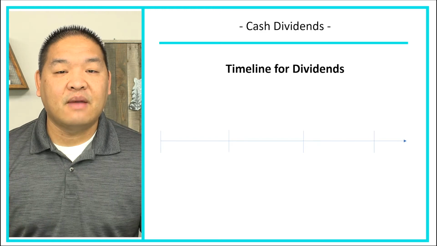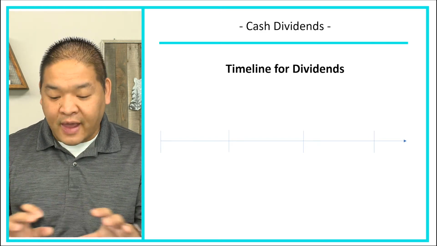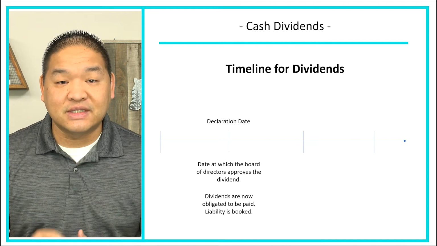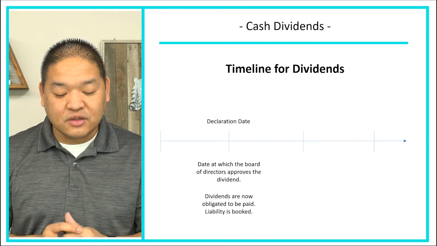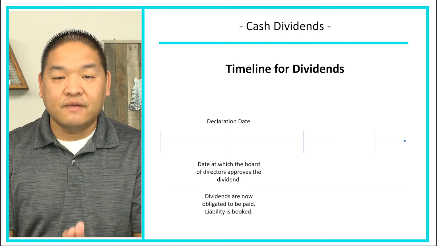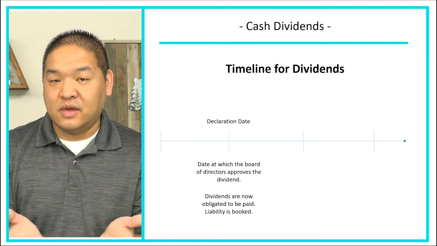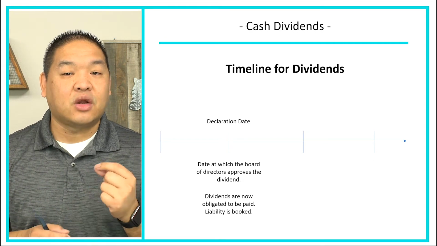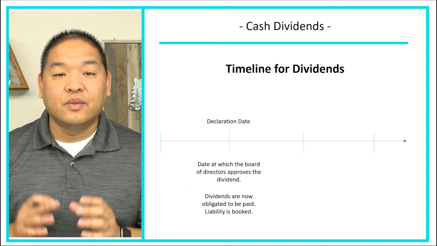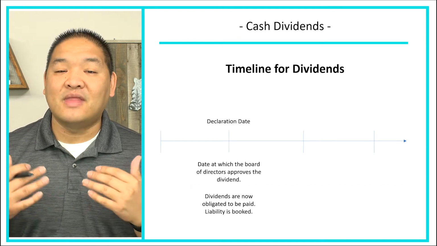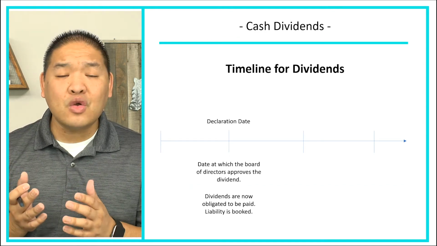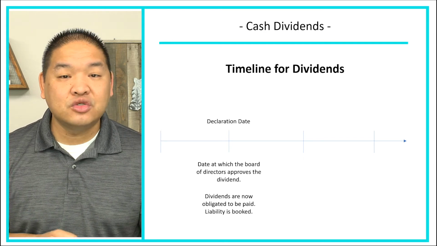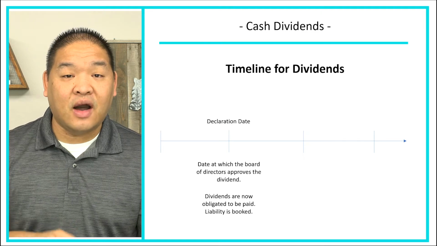Now, if we look at the timeline for a dividend, I want you to see the life cycle of how a dividend works. The first thing that happens is what we call the declaration date. This is the date at which the board of directors approves the dividend. So the board of directors is the one that calculates and approves a dividend that gets distributed to shareholders. On that date, the board will meet, they'll vote on it, and then it's declared. When that happens, a liability occurs on that date. So we're going to have to do a journal entry for the liability on that date.